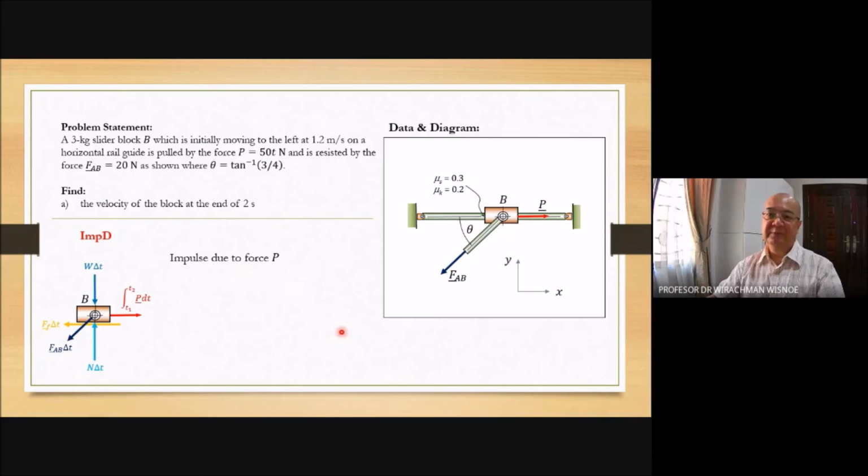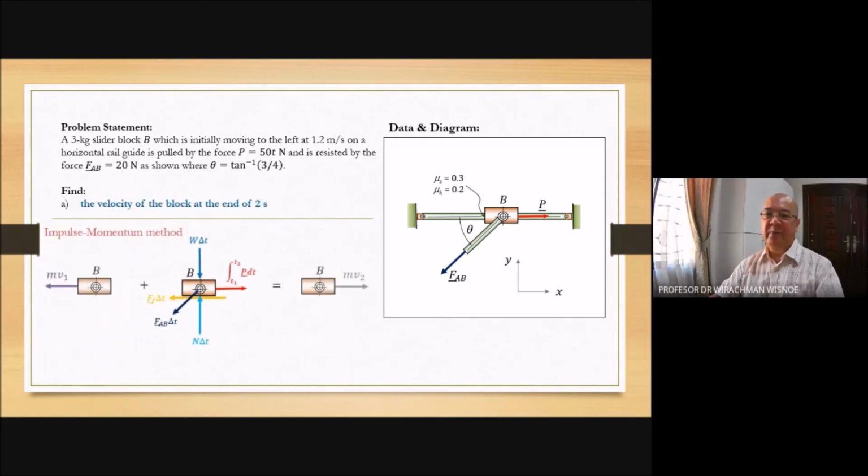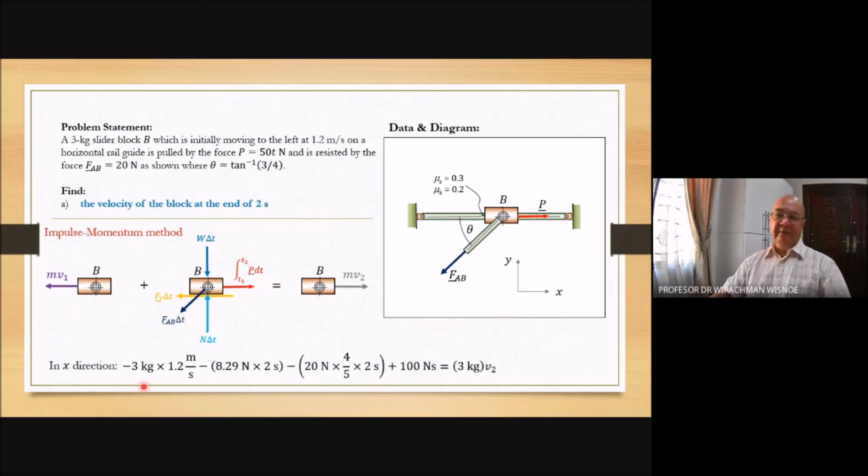Impulse due to force P: 50T, you integrate, it becomes 25T squared, between 0 to 2 seconds. So you have 100 Newton second. So we turn back to our three diagrams. In the x direction, you have all the values. The only thing that you don't know is V2. So you have V2.